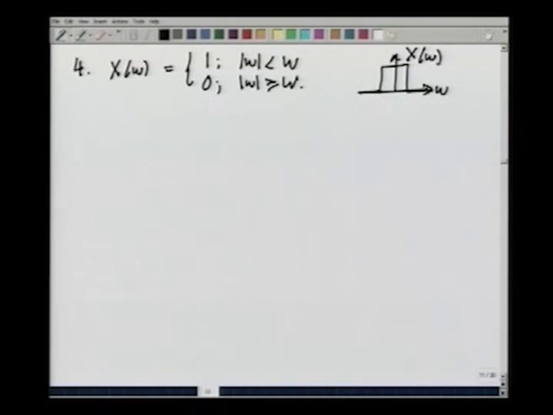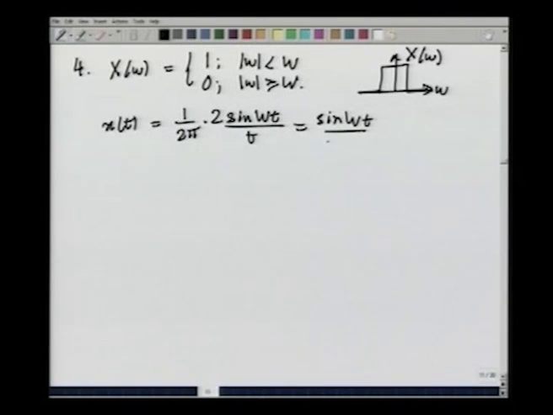This is what has been given to us, and x(t) comes out to be equal to 1 by 2 pi times 2 sin(Wt) by t, which simplifies to sin(Wt) by pi t. Sin(Wt) by pi t. All right. So, this is what it comes to.